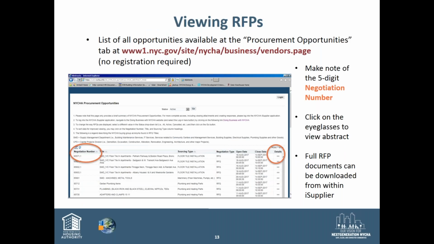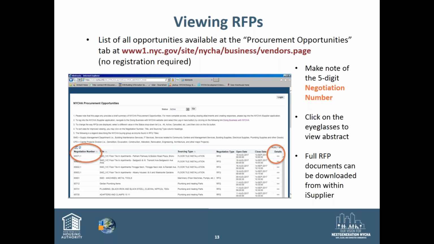Once you are in iSupplier, you will be able to view the RFP and upload your bid. The list of current RFPs is available at the Procurement Opportunities tab on NYCHA's vendor page. You do not need to log into iSupplier to see what is being offered, but you do need to log in to view the RFP itself.